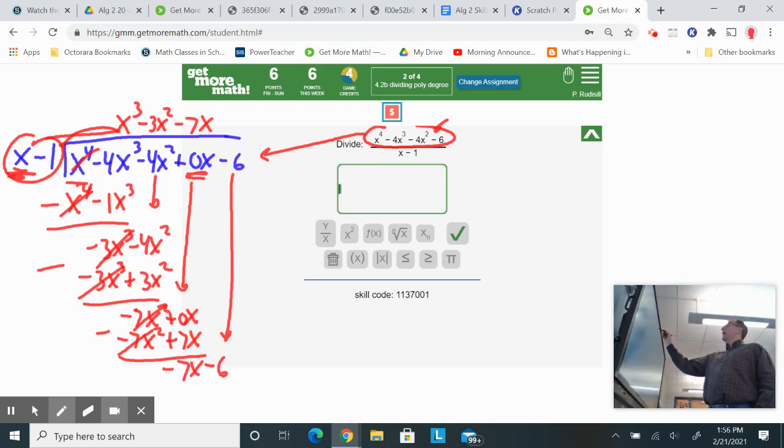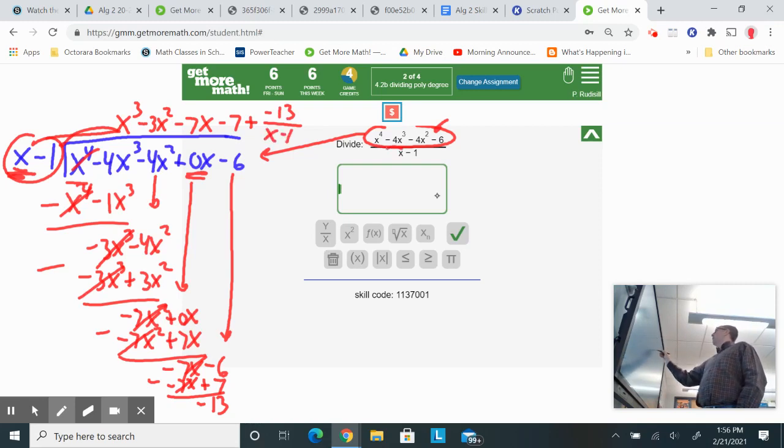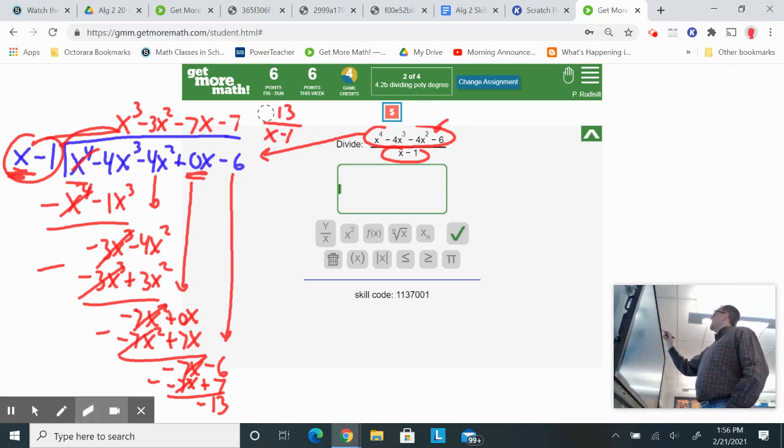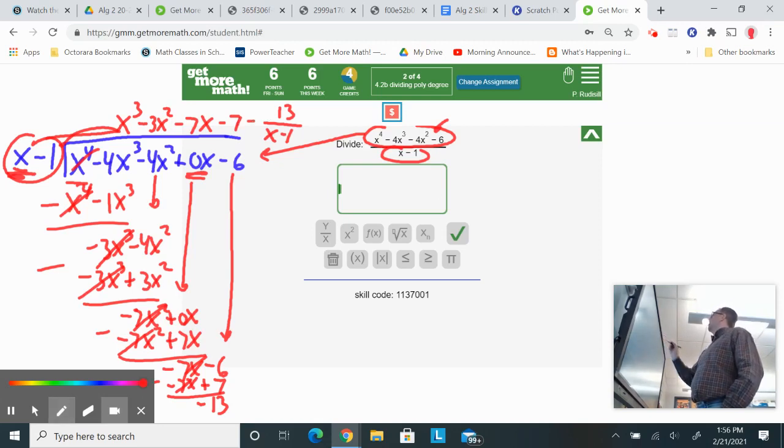So I'm going to have to multiply by negative 7. Negative 7 times negative 1 is a positive 7. Negative 7 times x, negative 7x. So my x terms are eliminated. But what's negative 6 minus 7? It's negative 13. And that would go in the numerator. Again, I can make the remainder plus, and the fraction negative 13 over x minus 1. Or I can change this. A negative divided by positive is a negative. I could put that negative out front as a subtraction.